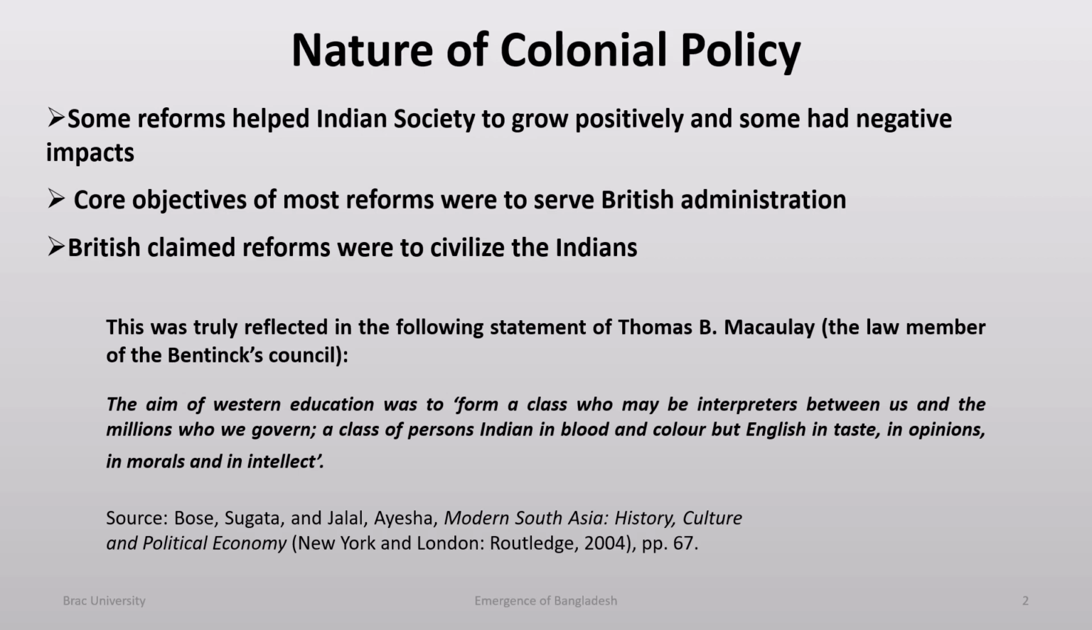Initially, the East India Company did not think that it was its duty to impart education to Indians. It allowed the old system of education to continue. Later, this system of education was eventually changed by the British. In 1813, the Charter Act of India directed the company to spend 1 lakh rupees on education. But there was a debate regarding this.